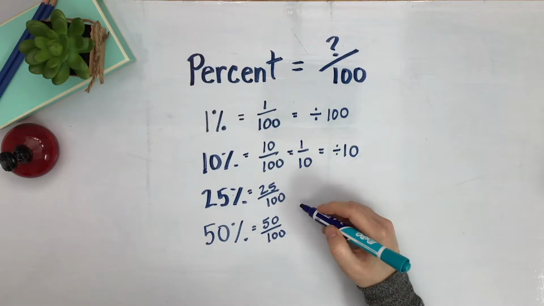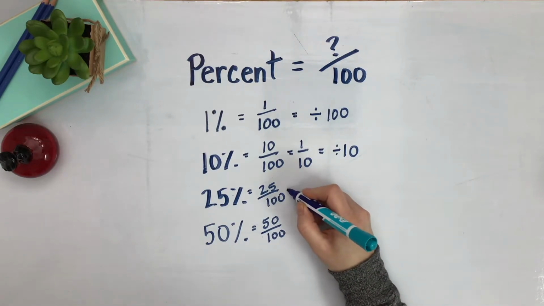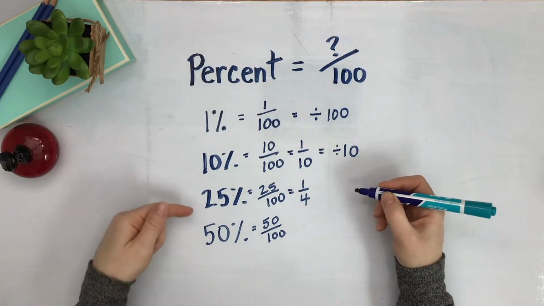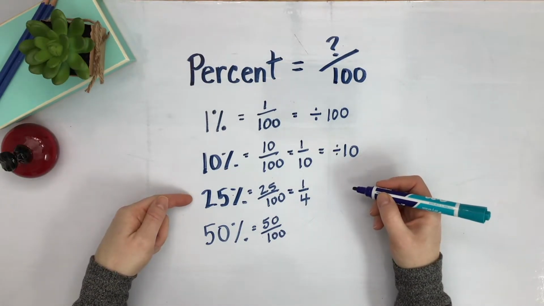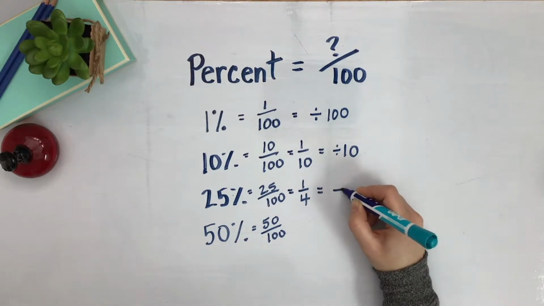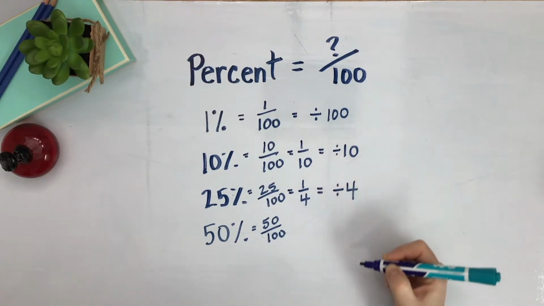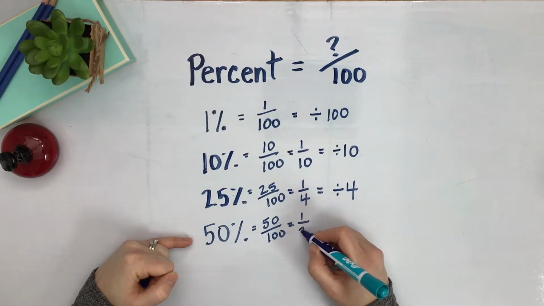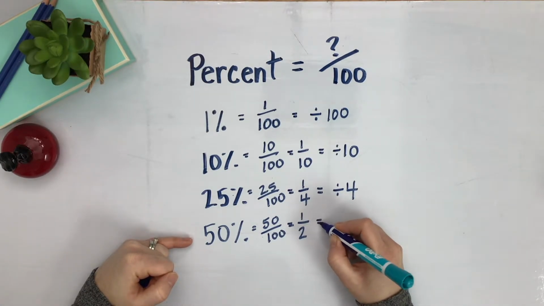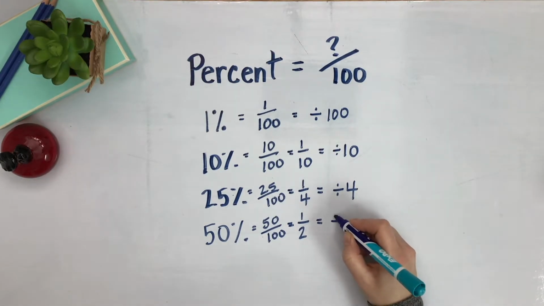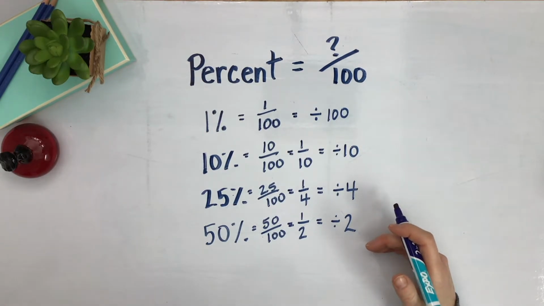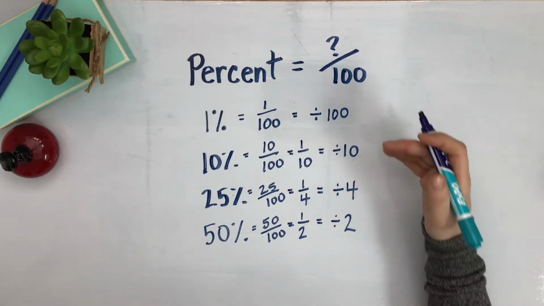When I'm asked to find 25% of a number, that can simplify to 1/4. So this really just means find 1/4 of the number. And to find 1/4 of anything, I have to divide it by 4. If you're asked to find 50% of a number, that really just simplifies to 1/2. And to find 1/2 of something, you simply divide it by 2. So these are nice benchmark percents because they're very easy to work with.